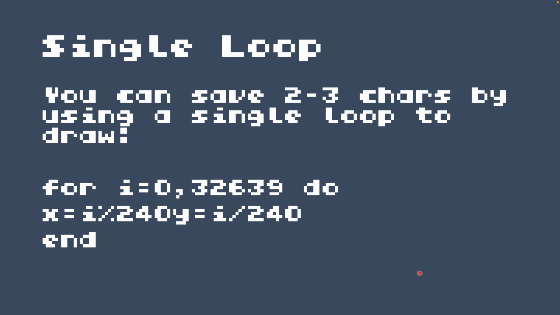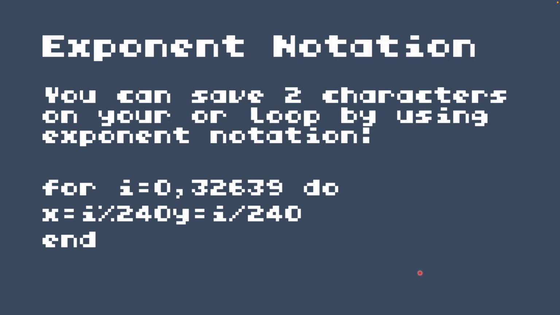And you can save 2 to 3 characters by using a single loop to draw instead. So for example, I'm going to go for i equals 0 to 32,639, and that is 240 multiplied by 136, which is 32,640, but we're starting at 0, so we'll go to 32,639, and each time around the loop we calculate x by modulo 240, and we calculate y by dividing by 240.